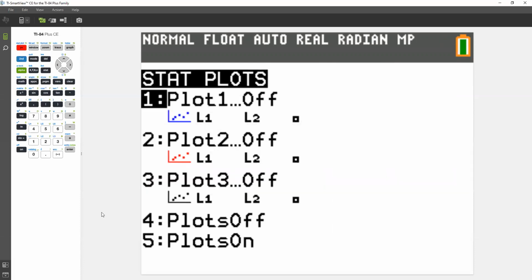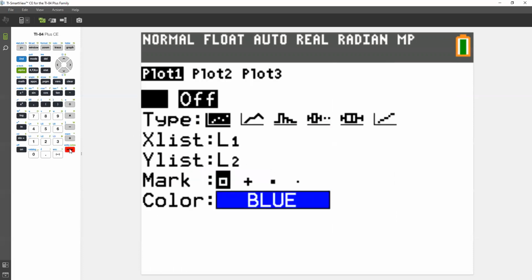When you hit second and y equals, which is stat plot, it turns up with this screen. We want to turn the stat plot on, so you're going to hit enter. We can do different types of scatter plots, but we want this first type. See how the cursor is blinking on the on? Right now it's set to off. We need to hit enter right there. Now notice that our on is highlighted. So we turned the stat plot on.